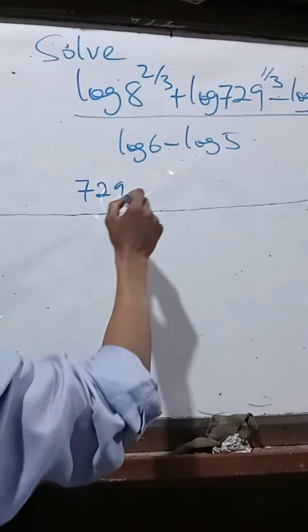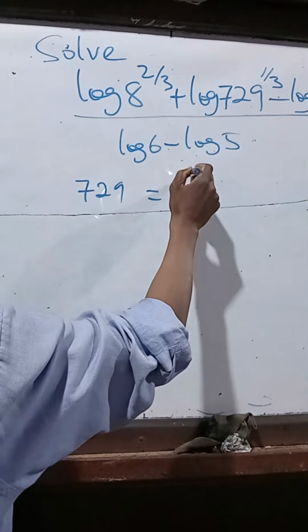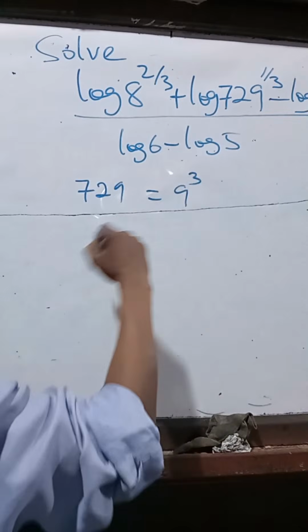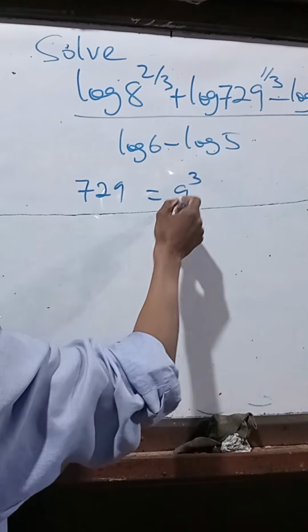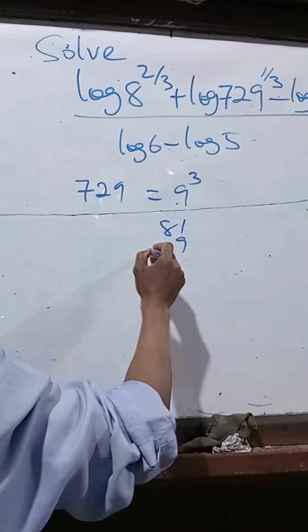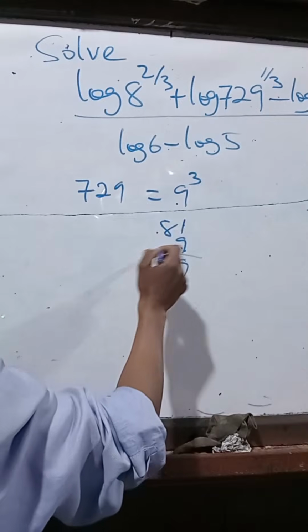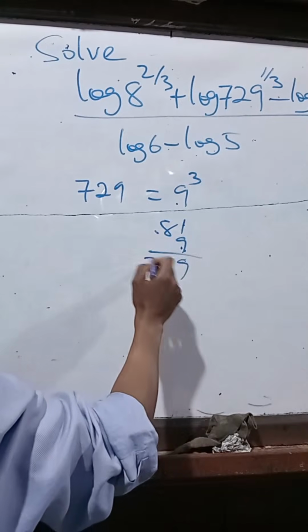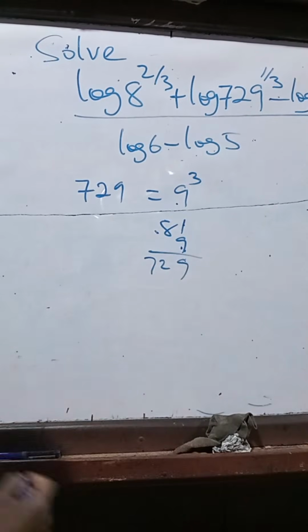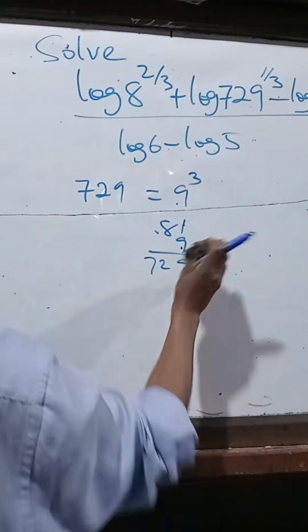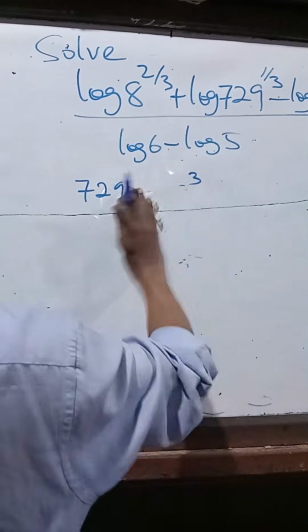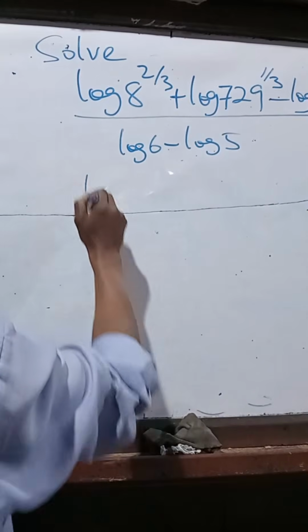Tonight is 9 to the power 3. Let's check that. 9 times 9, that's 81. 81 times 9, that's 729. Okay. 8 times 9 times 8, that's 72. That's correct. Okay. So we're going to have now log.